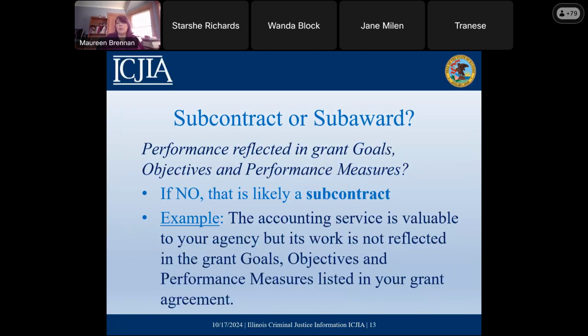The second question is, is their performance reflected in the goals, objectives, and performance measures? If not, then that's a subcontract. So while your accounting service is a very vital activity, right? They're the ones who are going to come in and make sure that your books are in good shape and help you pay your bills. You don't have a goal, objective, or performance measure that's going to reflect the work of your accounting agency. They're providing the service to you that helps the program run, but they're not doing the program, and you're not going to be reporting their performance to us as part of your goals, objectives, and performance measures.